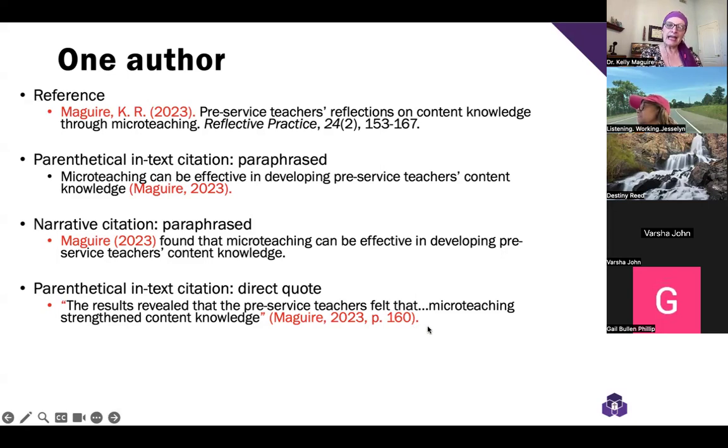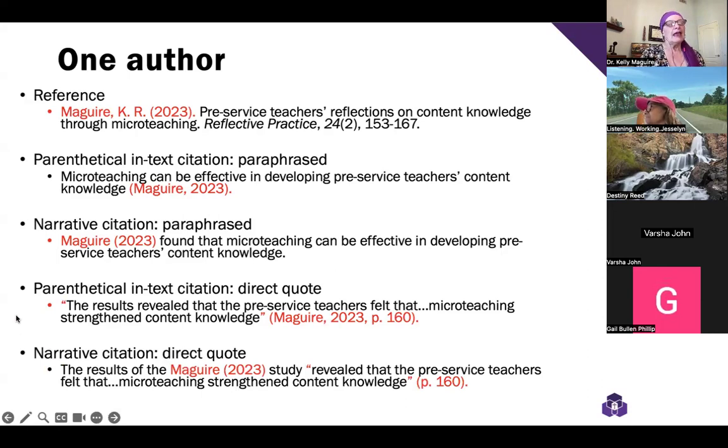Close the parentheses, and like the other one, the period goes on the outside. So this is the end of the sentence, so that's where the period goes. Now, if I wanted to do it in narrative format, taking a direct quote, I'm going to work this in. The results of the McGuire 2023 study, quote, revealed that the pre-service teachers felt that micro-teaching strengthened content knowledge.